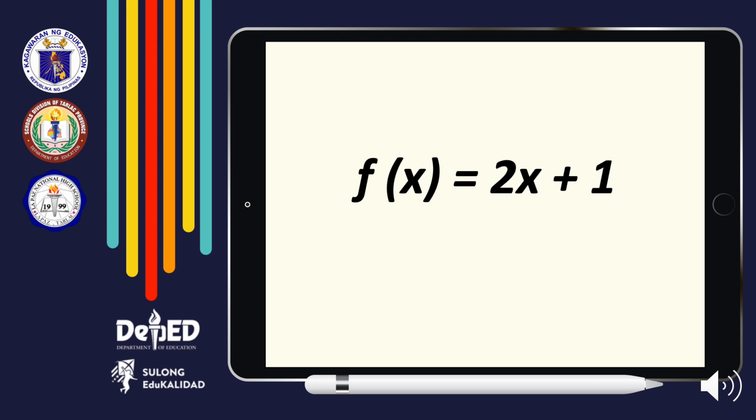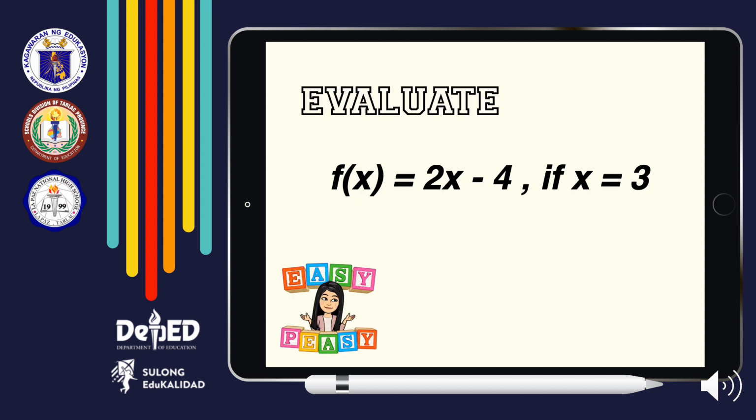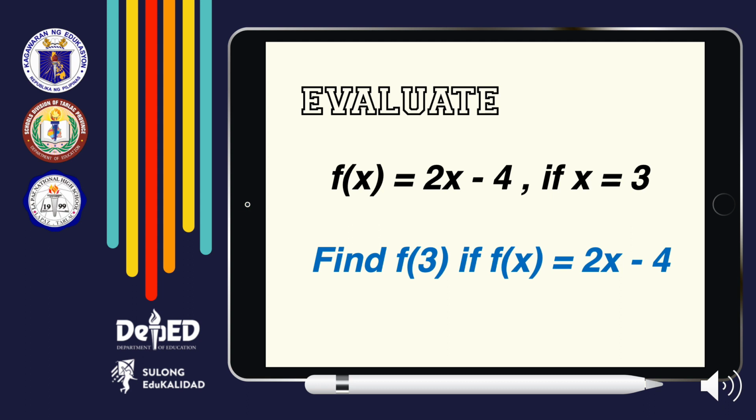Now let's go back to f of x is equal to 2x plus 1. Here, x stands for the input, similar to the input in our function machine, and this time, this would be our output, 2x plus 1. Now let's try to evaluate functions. The function is f of x is equal to 2x minus 4 if x is equal to 3. Another way of presenting the question if you're asked to evaluate a certain function is like this: Find f of 3 if f of x is equal to 2x minus 4. If you encounter this statement, it means the same thing as the previous statement.